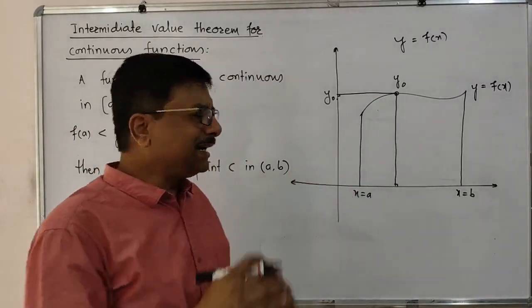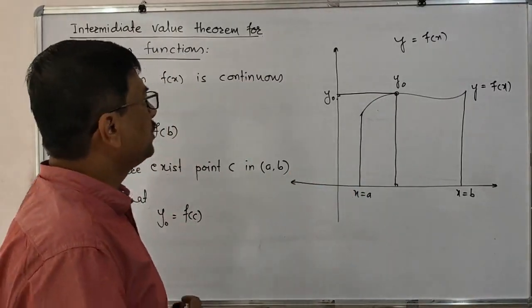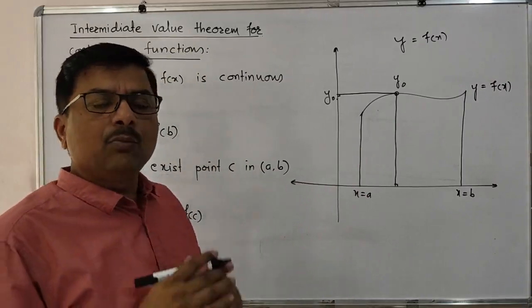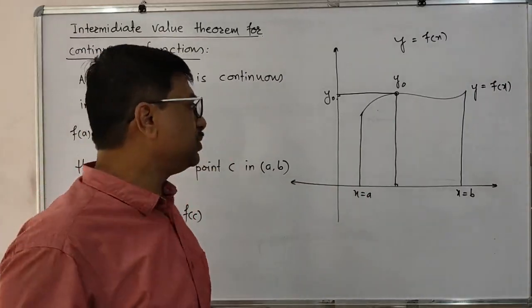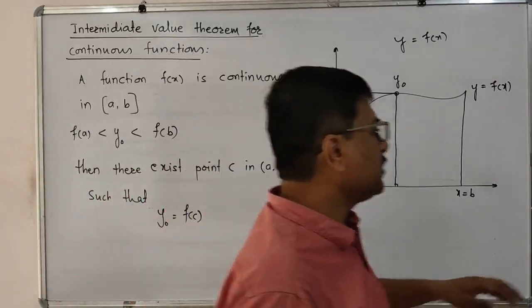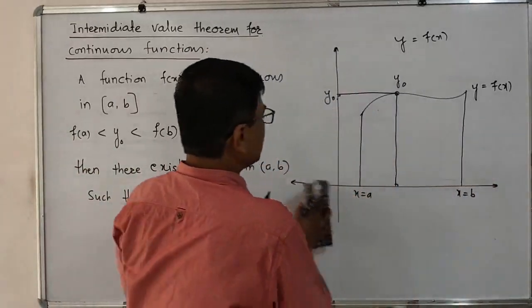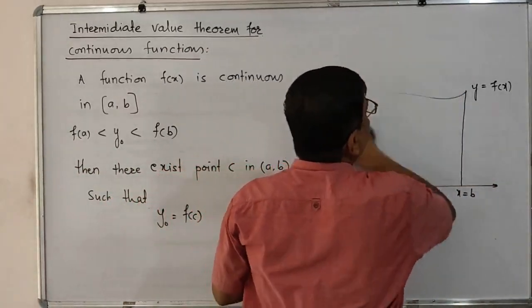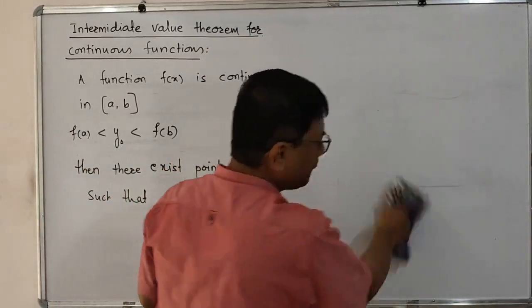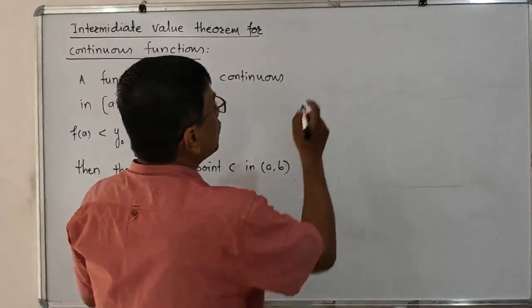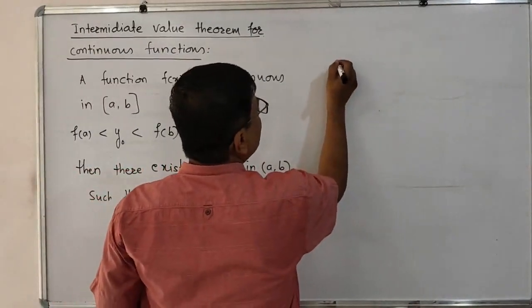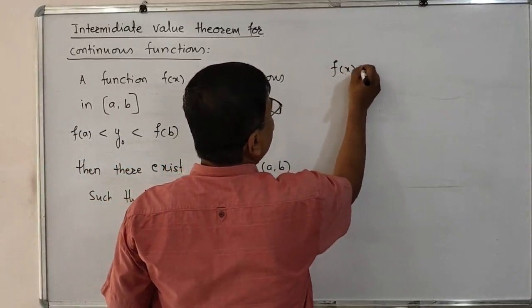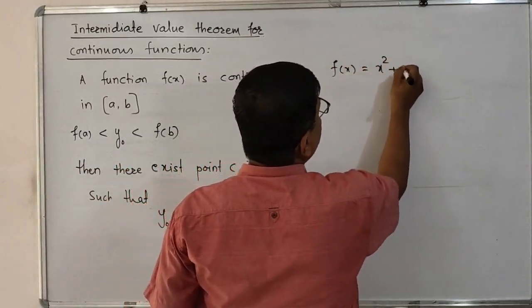Now we will directly take an example of this. We know that a polynomial function is always a continuous function. We will take an example directly for understanding this concept. Take the function f of x is equal to x square plus 5x plus 3.